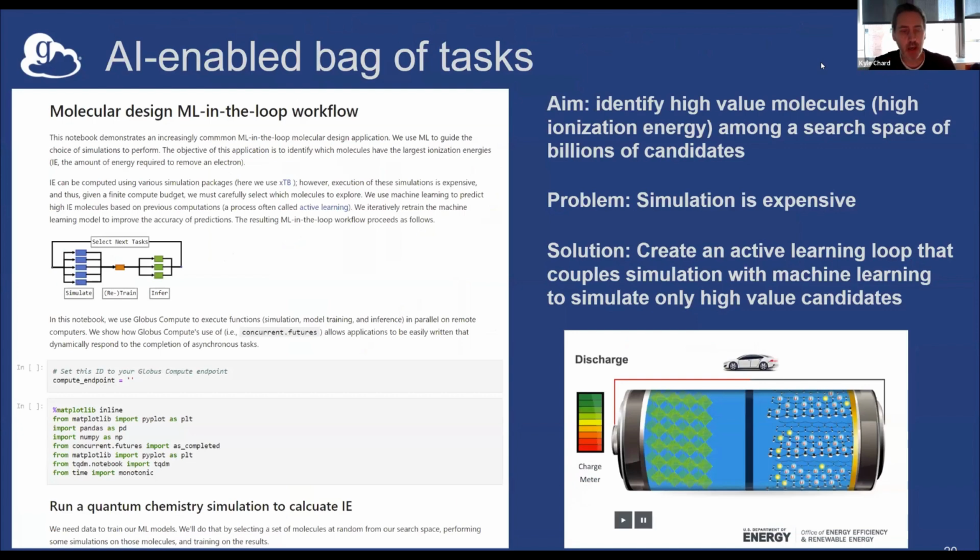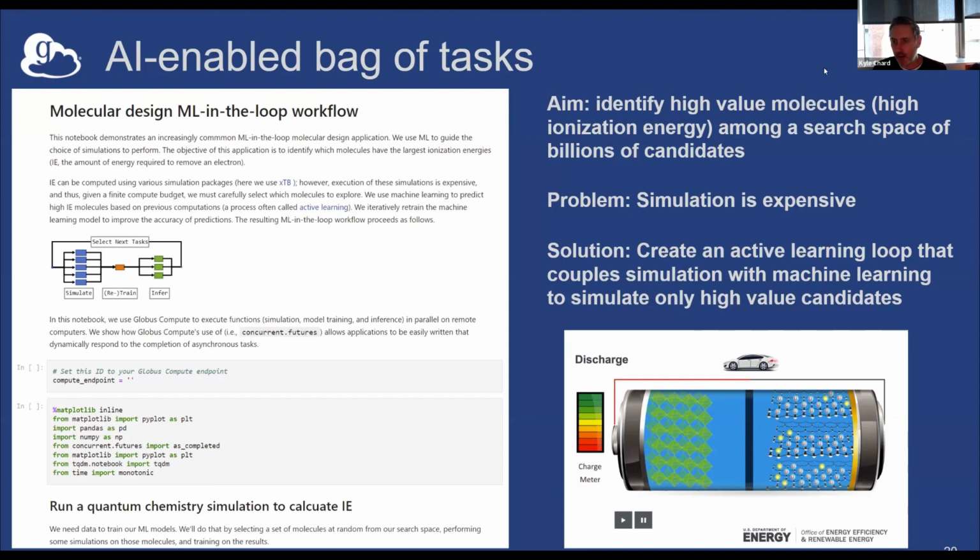Second example, which is what we're going to talk about at the end of this tutorial, where we're going to do a hands-on machine learning workflow. In this case, using AI as a wrapper or a loop around a large bag of task applications. So this example here is trying to screen or test a bunch of different molecules for those that might have a characteristic or a capability that would be useful for a particular application. In this case, energy storage.